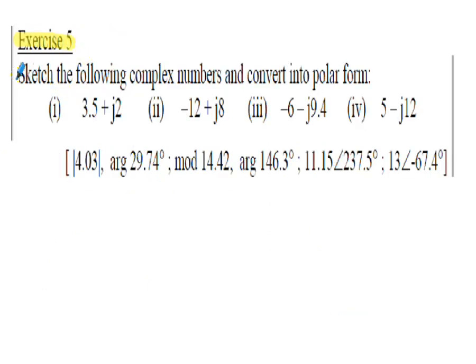Exercise 5 asks us to sketch the following Cartesian complex numbers and to convert them into polar form. So part 1, 3.5 plus j2, part 2, negative 12 plus j8, part 3, negative 6 minus j9.4, and part 4, 5 minus j12. I encourage you to sketch them first of all on the Argand diagram and then go through the process of converting them into polar form. The answers are given in the brackets here. The solutions are shown on the following slides.